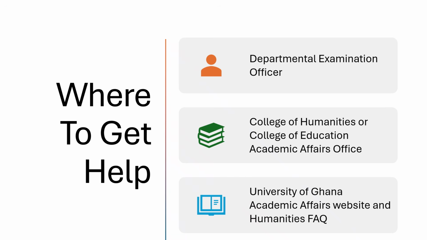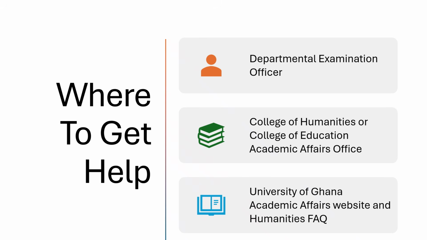So, where to get the help? The departmental examination officer. As I mentioned, every department has an examination officer. So the information studies department has an examination officer. The sociology department has an examination officer. The political science department has an examination officer. Philosophy, classics, all have examination officers at each particular department. So make sure you visit the examination officers to give you clarity on some of these things, or in terms of if you have an F.